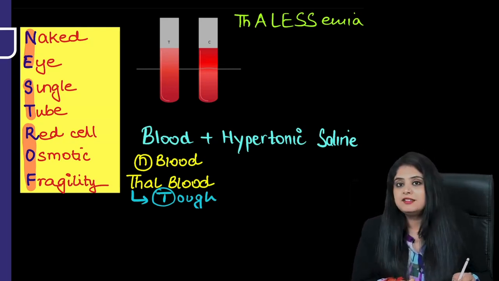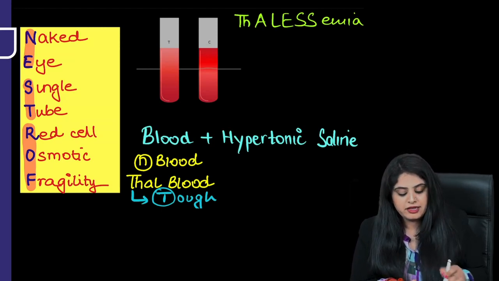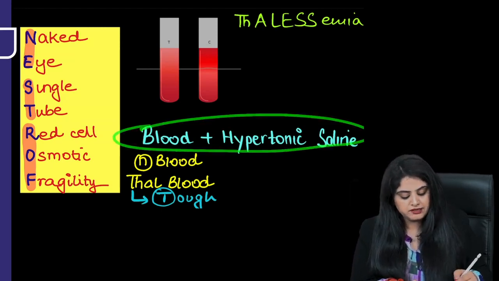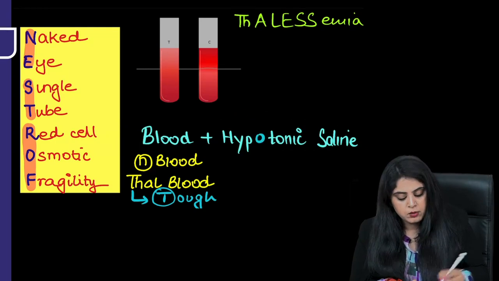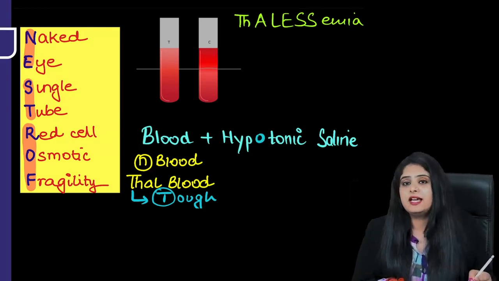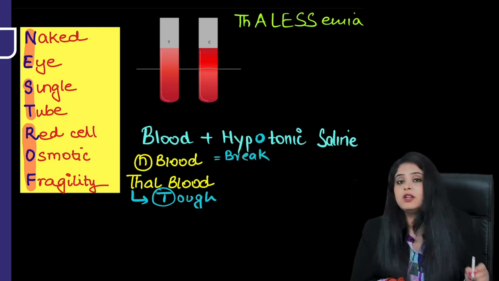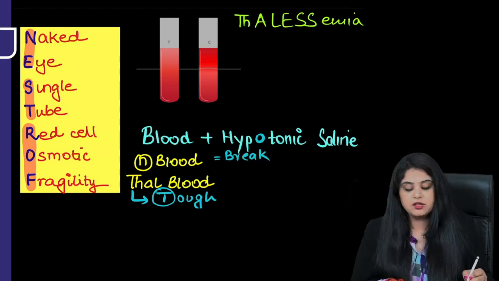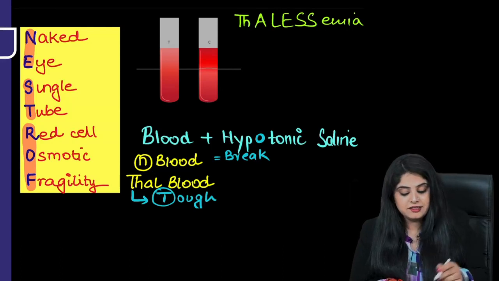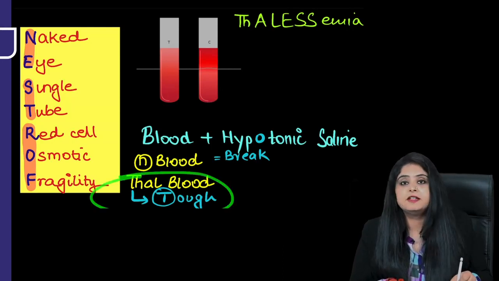Now, when these thalassemia cells are very tough, if I put this cell in a hypotonic saline, normal cells will break off. Normal cells will say, we cannot tolerate hypotonic saline. Normal cells are going to break off. However, thalassemia cells are very, very tough. They will not break off.